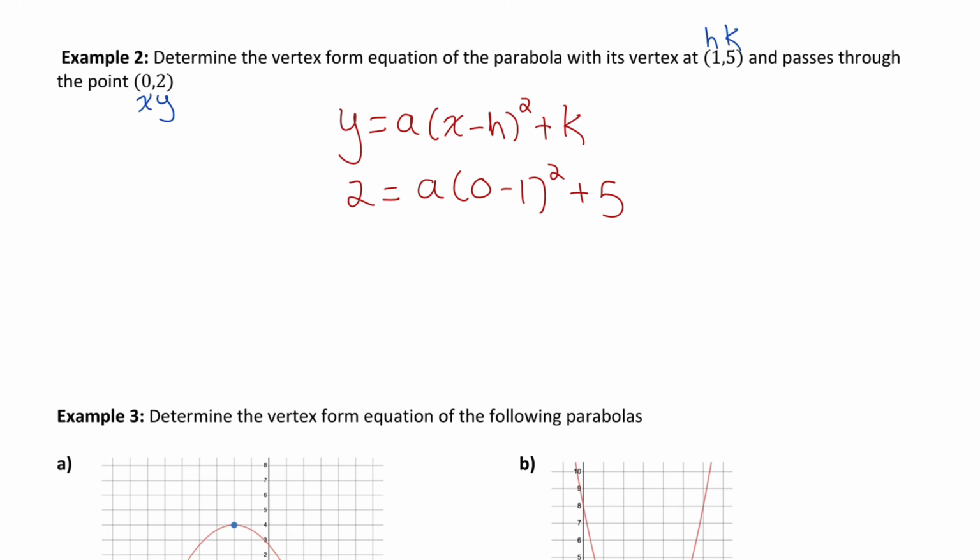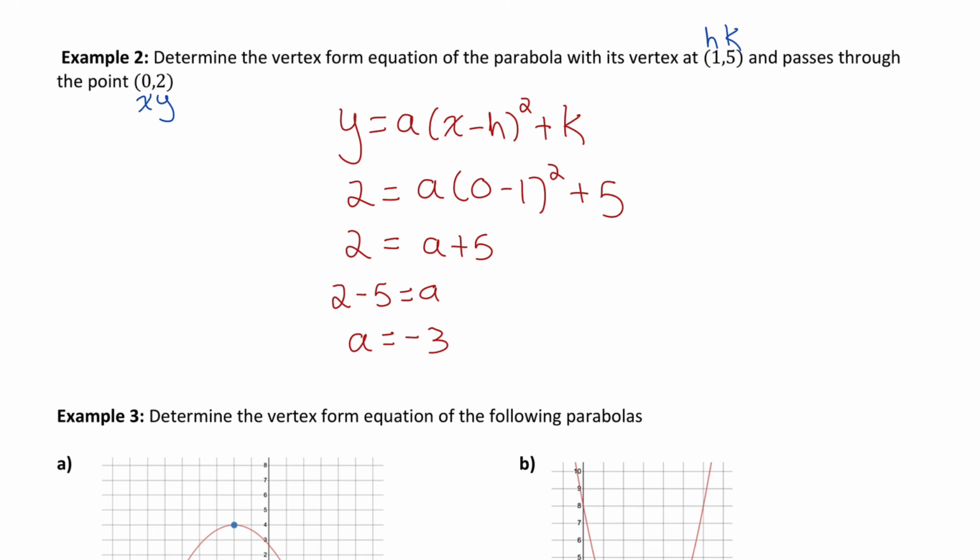And then solving for that a value, 0 minus 1 is -1, and then squaring that, I get 1. So I have 2 equals a times 1, which is just a, plus 5. Subtract this 5 to the other side. 2 minus 5 is equal to our a value, which means a is -3.